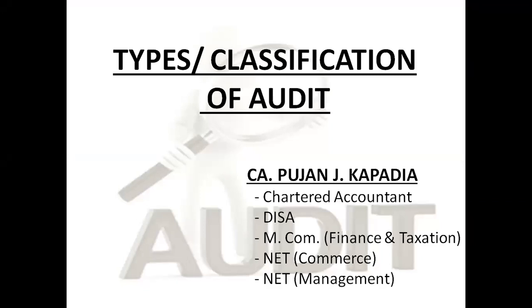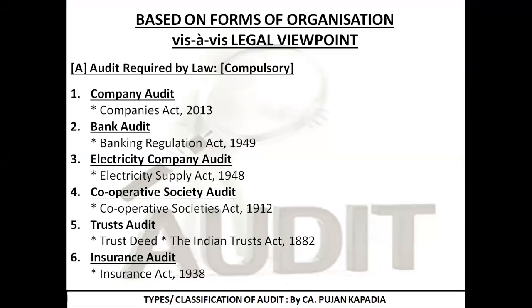Friends, we had started with the topic of types and classification of audit, under which we had seen the classification from the various viewpoints. First of all, I had taught you the classification on the basis of the forms of organization or from the legal viewpoint, like whether it is compulsory to do the audit or it is voluntary to do the audit, under which we had seen in the first part that it is required to be audited under various laws which are being enforced in our country.